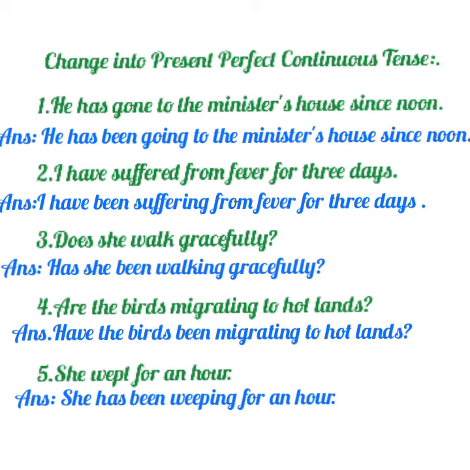Number 5. She wept for an hour. This is simple past tense. The verb here is wept. This is second form of the verb. We are going to go back to the first form, that is weep, W-E-E-P, weep. ING form will be weeping.